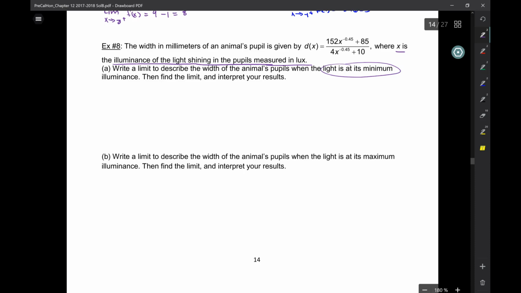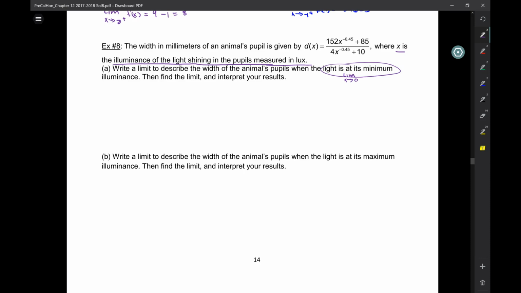The light we said was x, right? When the light is at the minimum, that means this is the limit as x approaches 0. Okay? No, not from the negative side, because x is like how much light there is, and you can't have negative light, right? Then find the limit and interpret your results. Okay, so let's do that.